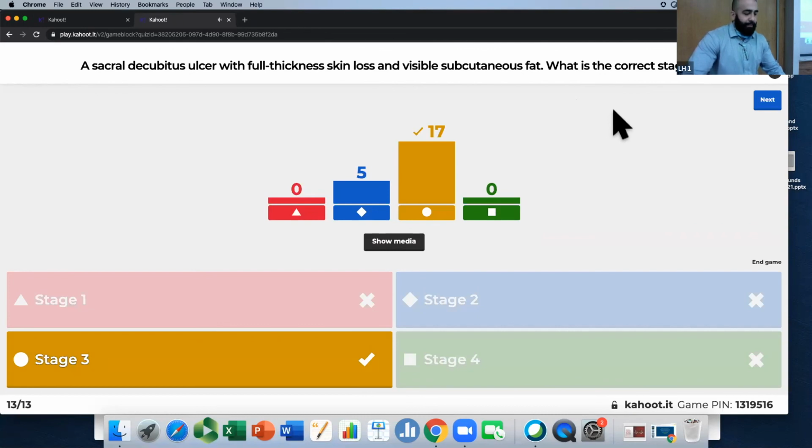So stage 3 is a full thickness injury with visible subcutaneous fat. Stage 1 is an intact area of non-blanching erythema that lasts for more than 1 hour after you remove the external pressure. Stage 2 is partial thickness, with disruption of the dermis. And stage 4 is full thickness with visible muscle, tendon, joint, or bone.